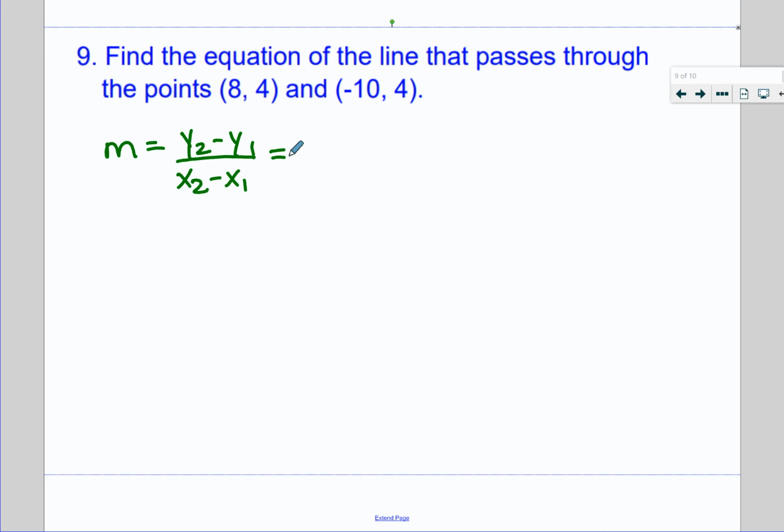Know your slope formula. My y's are 4 minus 4. My x's are, again, it doesn't matter what order I subtract these in. Let's say 8 minus -10. That gives me 0/18. 0 divided by anything is what? 0. As soon as you see a 0 in this slope formula, it's one of our special cases. What kind of lines have a slope of 0?